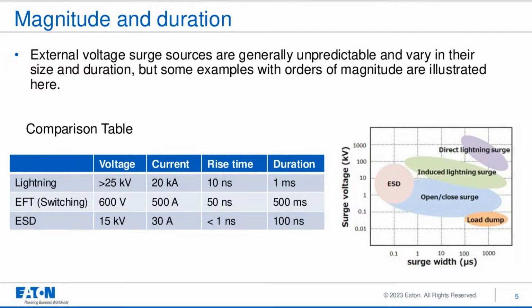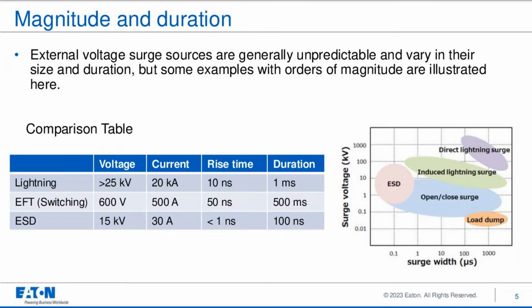Some examples with orders of magnitude are illustrated here. Lightning as a natural phenomenon contains a very large amount of energy. A lightning surge can be grouped into direct lightning surges and induced lightning surges. Protection against a direct lightning surge is difficult, but protection against induced lightning is possible.